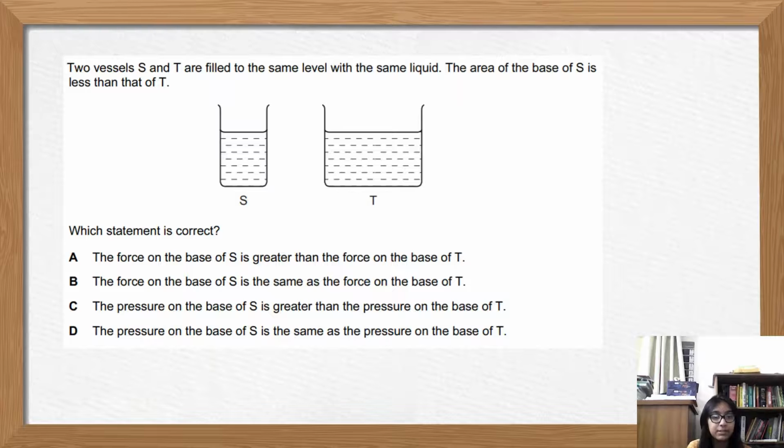Option C says that the pressure on the base of S is greater than the pressure on the base of T, which is wrong because the pressure caused by a liquid column depends only upon the height, or you can call it the depth of the liquid column, and also the density of the liquid. And since they are at the same height and they both have the same liquid, meaning their density is also equal, it indicates that both S and T create the same pressure, which takes us to option D, our correct answer.